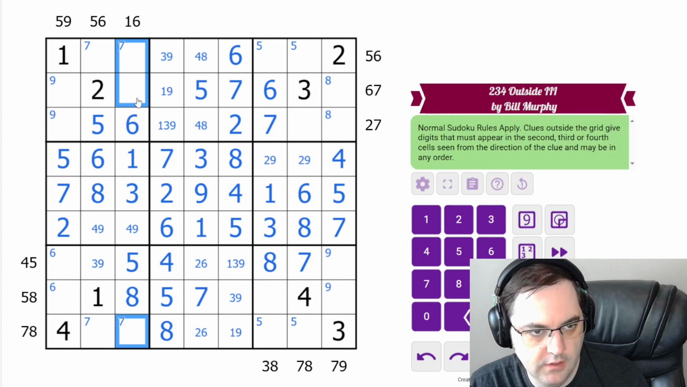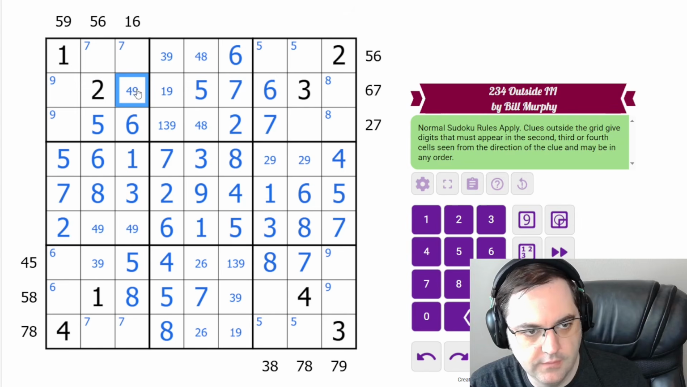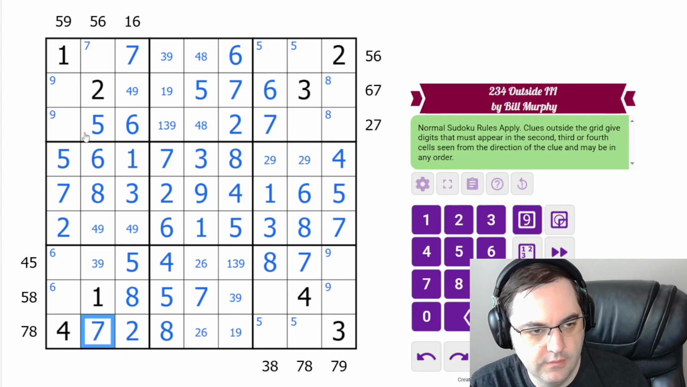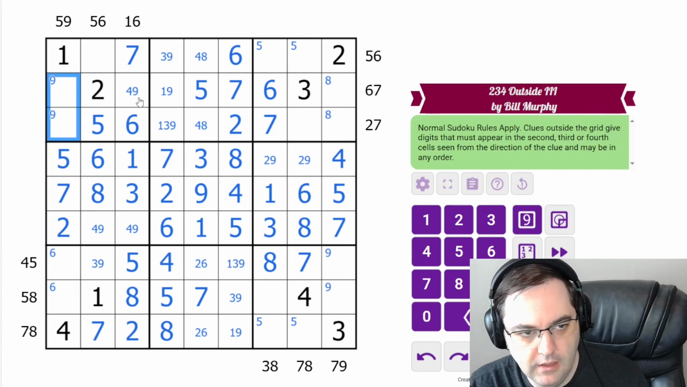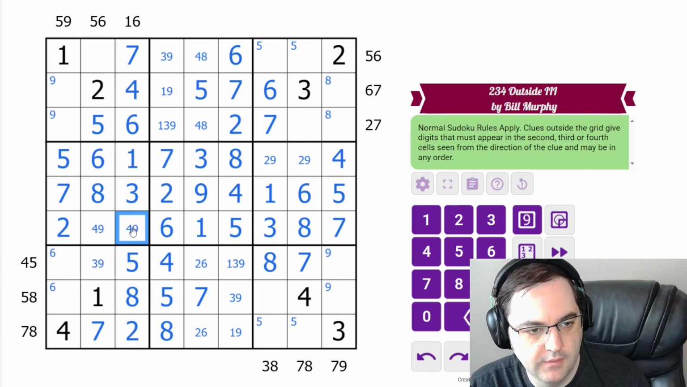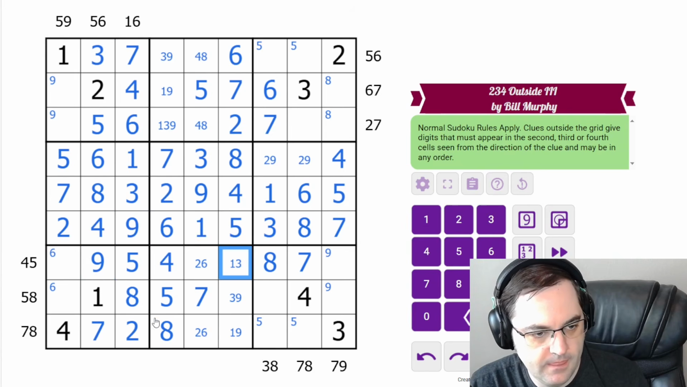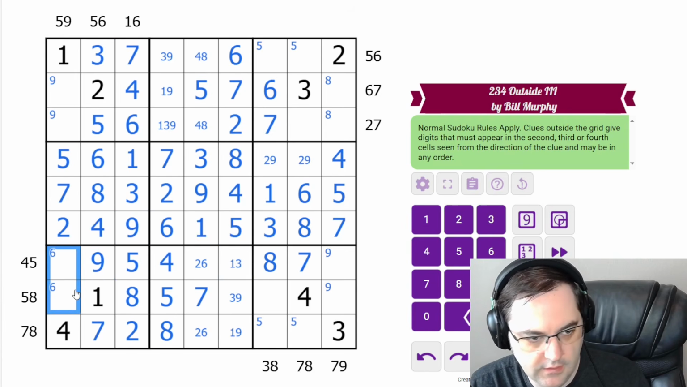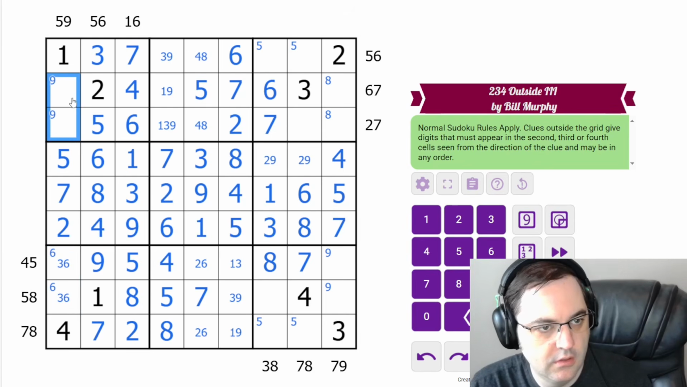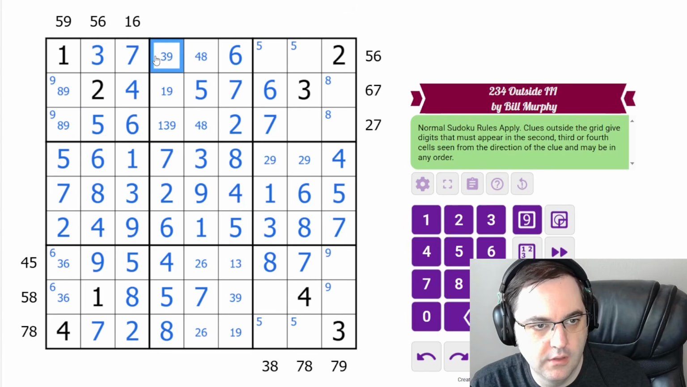2, 4, 7, 9. This can't be 2 or 7, so this is also 4, 9. This can't be 2 either, so we get 7, 2, 7. And this can't be 9 because of the 9 in the box, so that has to be 4. This can't be 9, so that's 3. And now this is a 3, 6 pair. This is an 8, 9 pair. The 3 resolves 9, 1, 3.